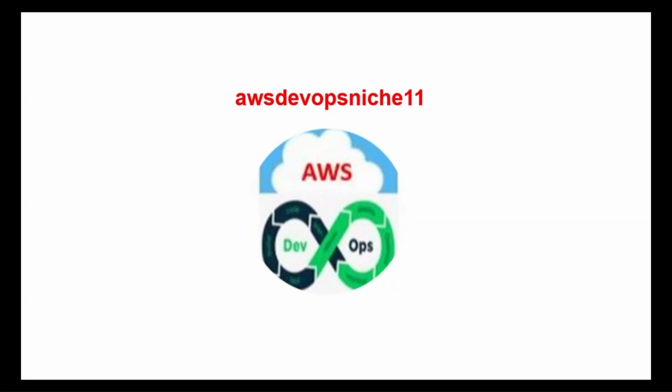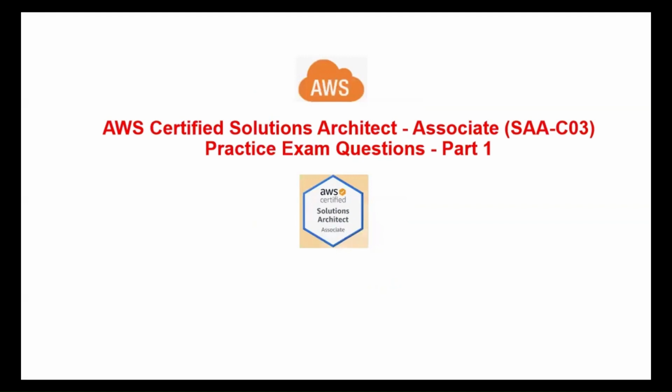So in this video, we are going to go through the examination guide for the AWS Certified Solution Architect Associate exam. And this exam code is SAA-C03. And apart from that, I'm also going to review some 10 practice exam questions for one of the domains within the exam, which is design secured architectures.